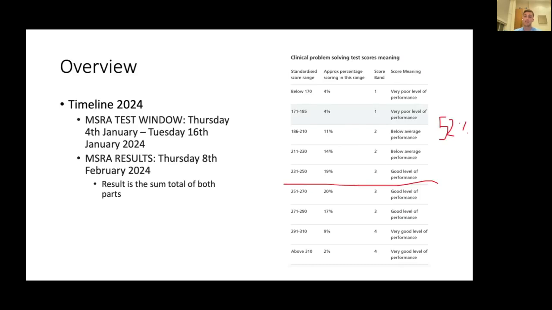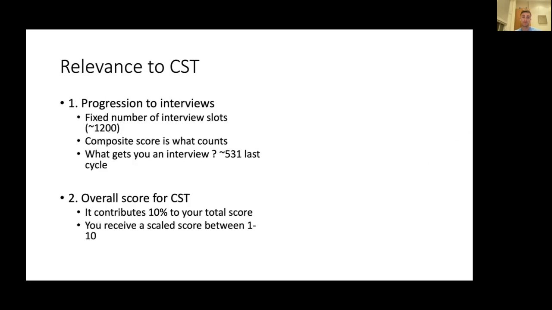So bearing in mind the score range is 600, that would be an amazing score. If you got 500, that's sort of 2 times an average score. What does this actually mean for you guys? So I've told you what the exam is like, what the structure is going to be. It's a progression to interview.